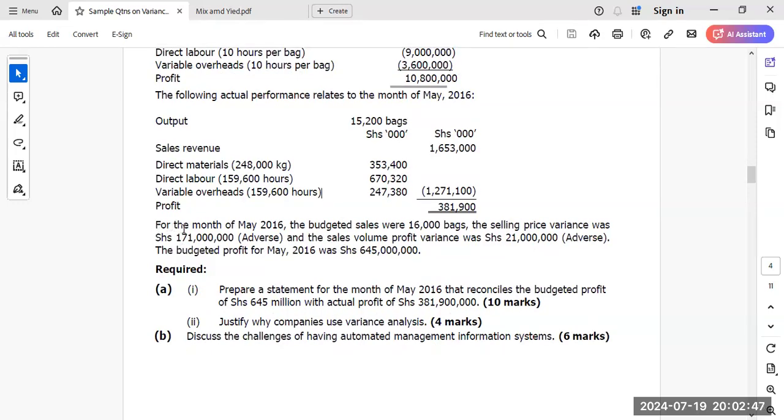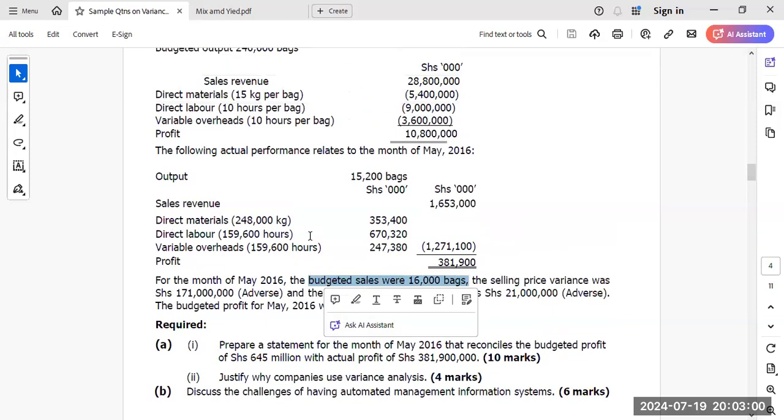Then they are telling us that for the month of May 2016, the budgeted sales were this. These were budgeted sales, and they managed to sell this one.